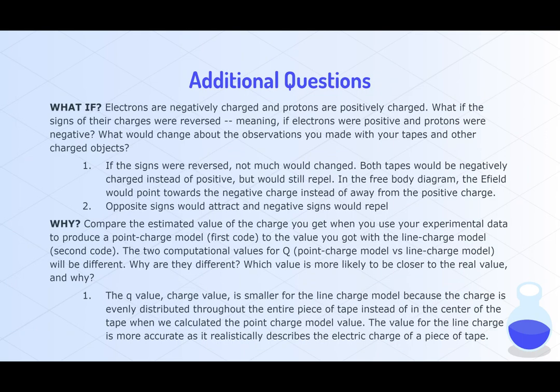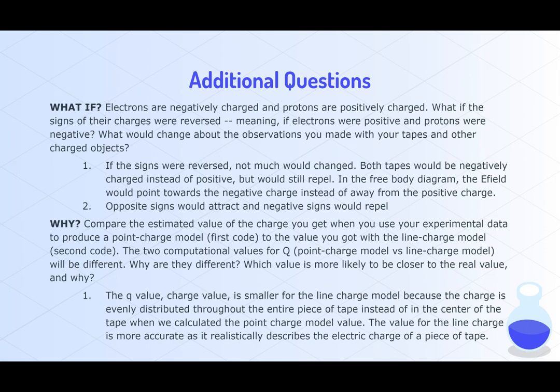If the signs were reversed, not much would change. Both the tapes would be negatively charged instead of positive, but they would still repel each other. But in the free body diagram, the electric field would now point towards the negative charge instead of away from the positive charge. All opposite signs would attract and all similar signs would still repel.